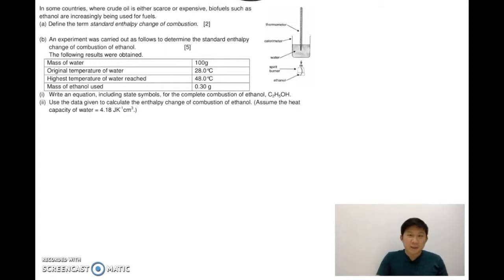Hi everybody, we are here to look at this kind of energetics question whereby we involve some temperature change, okay? So let's look at the first part first. So they say standard enthalpy change of combustion. Okay, so the definition you must know, right?